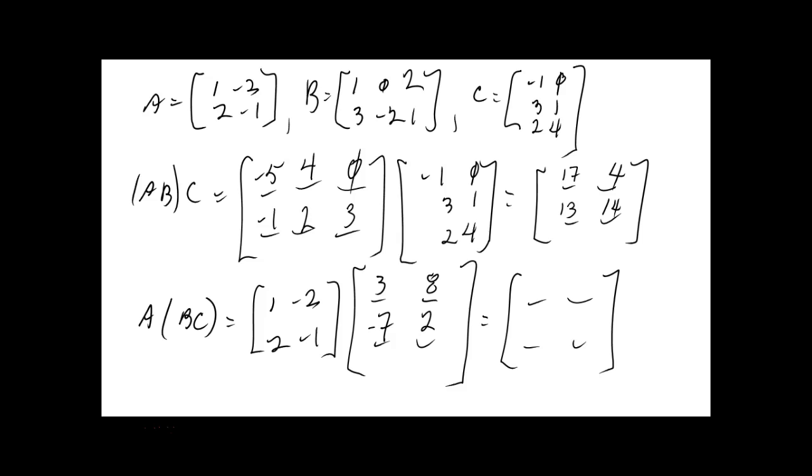So then this one will be the last one. That would be 3 plus 14, which is 17. I'm guessing it's 8 minus 4. Then 6 plus 7 is 13. And 16 minus 2 is 14. Look at that. They indeed are equal.